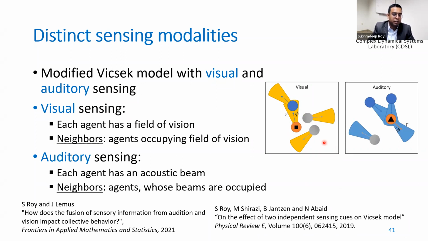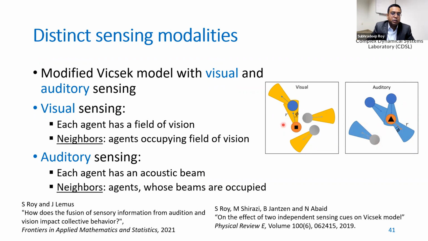Instead, they are making sound. The directionality of these sound beams is shown by the blue regions, these directional acoustic beams. Now, let's say this orange particle resides within this acoustic coverage, it can listen to its neighbors. So here the orange particle can hear these two blue particles, which will be its neighbors, but the gray particle is not its neighbor.